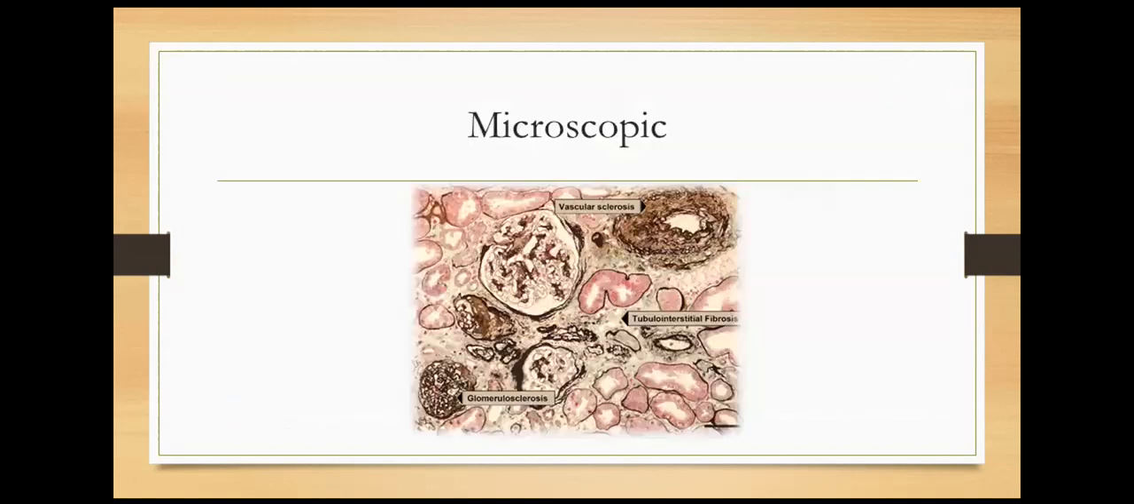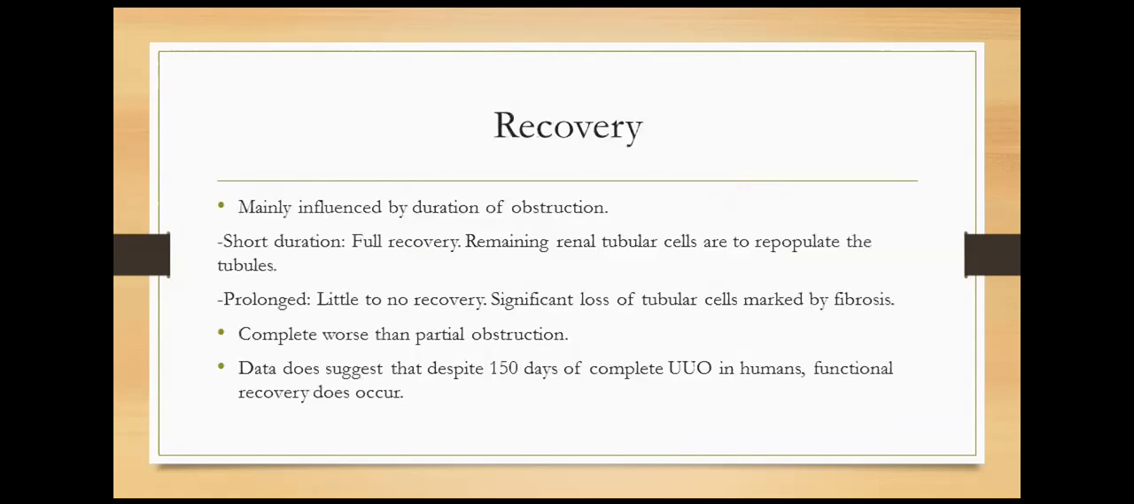I've just put this one in for what they've seen under the slides, in which you see that tubulointerstitial fibrosis has set in, with vascular sclerosis and glomerular sclerosis. By this time, colleagues, you're not going to get any reversal in function.